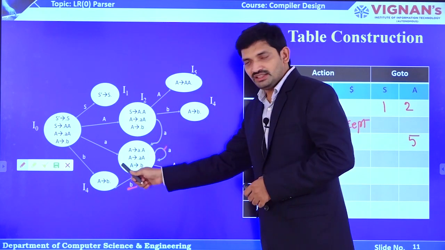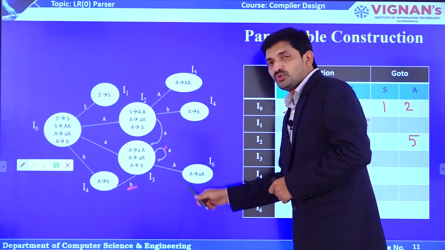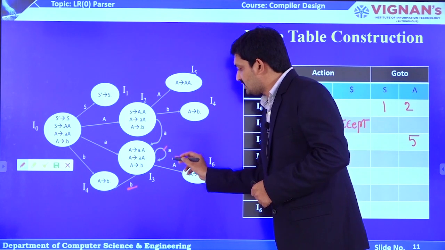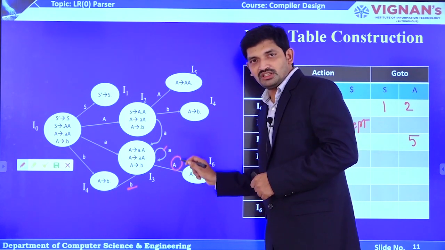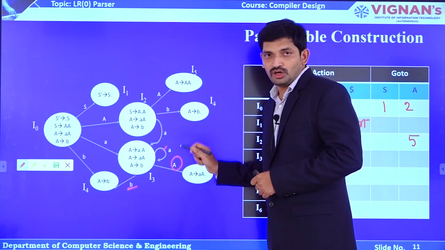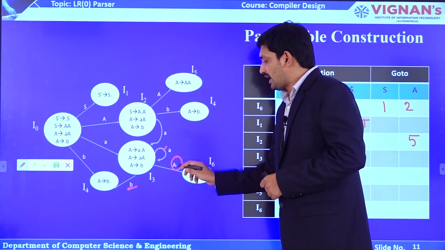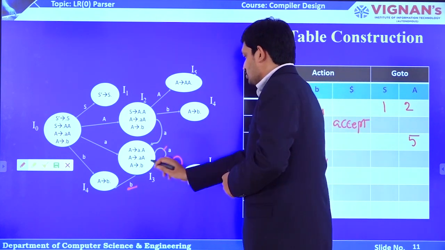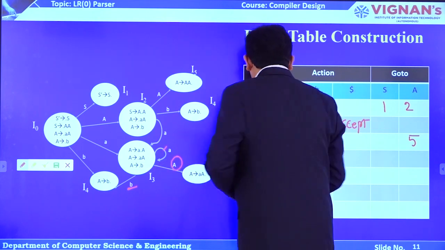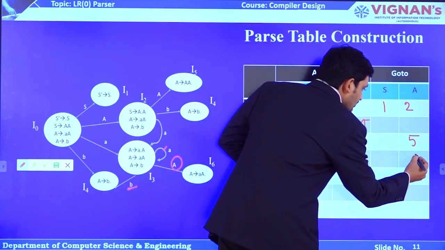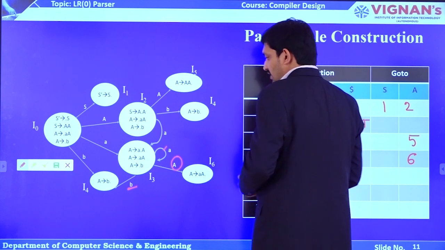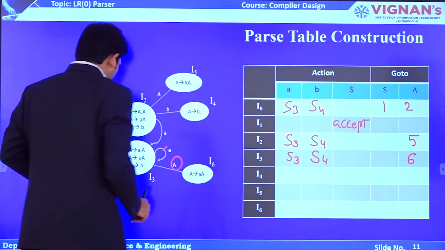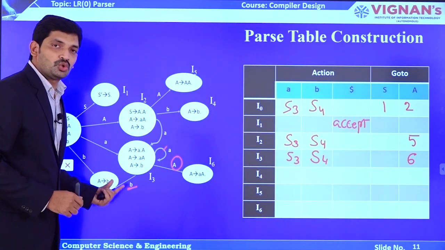Then from I3 on capital A, I move to I6. So you can see this is the capital A, that means it depends upon the variable or non-terminal. So I have to write in the go-to part as I6. So I3 on capital A is 6. Okay. Now come to this I4, which is the very crucial part.